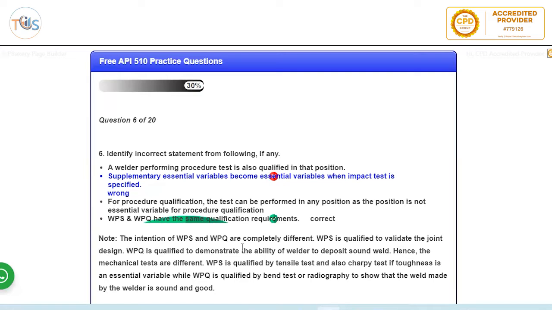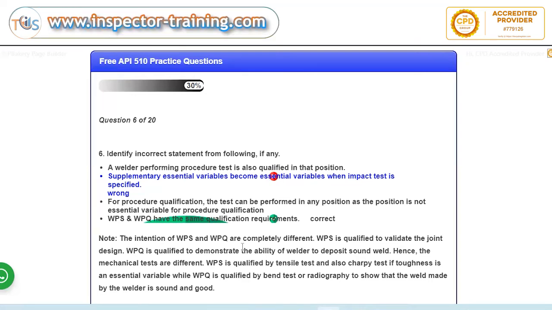And the last answer, which is incorrect, is WPS and WPQ have the same qualification requirements. That's incorrect because the reason for WPS to qualify it is to demonstrate that the weld that has been designed can actually have the required strength. Whereas for welder performance qualification, you want to see that actually the welder can deposit a sound weld. So the qualification requirements are different.